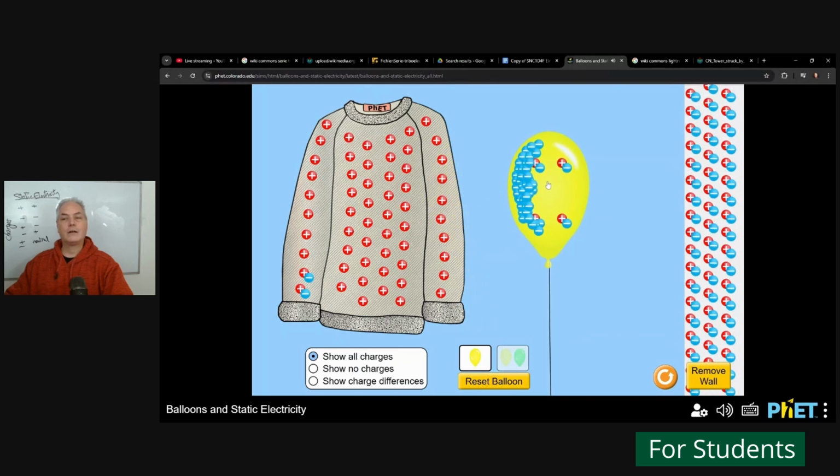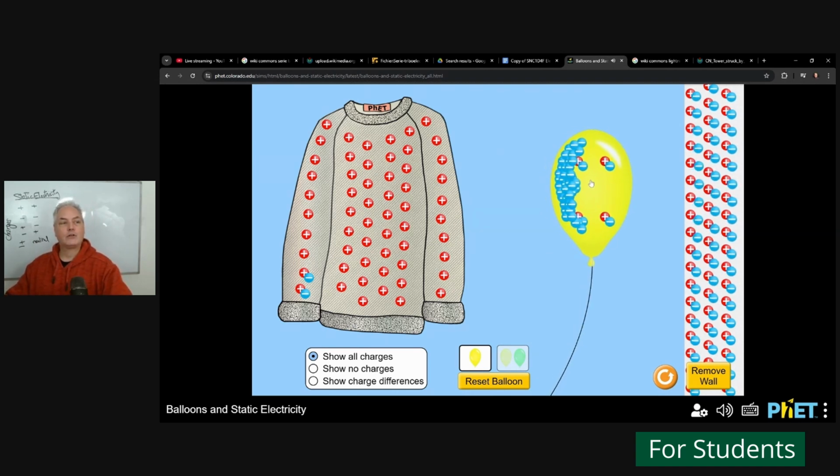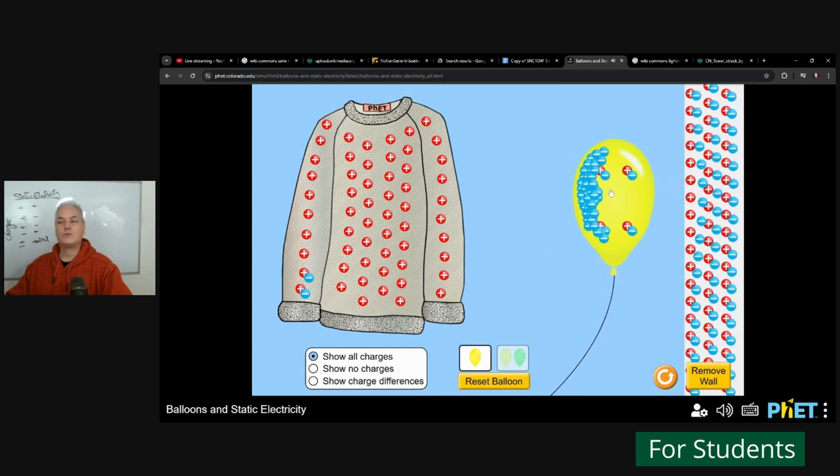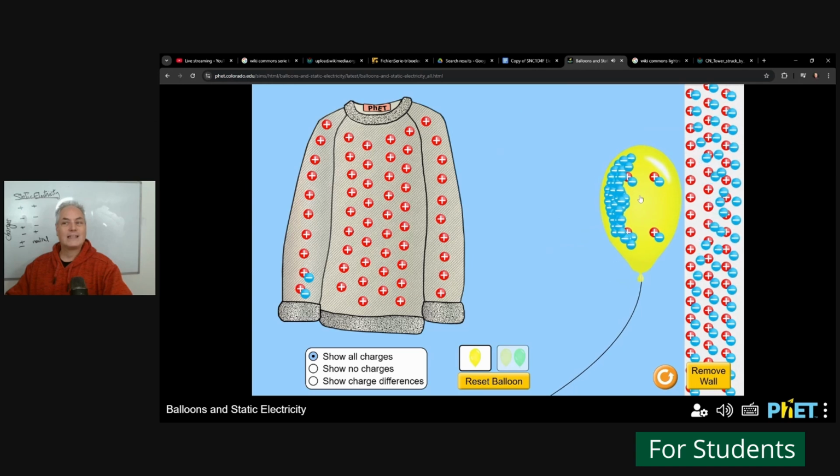So here, that's the first thing, perfect. The next one is what I call charging by induction. If I have my negative balloon here and I bring it closer to the wall, notice what happens to the electrons. You notice that the electrons are moving away from the edge of the wall. I call it charging by induction because the negative charge of the balloon is pushing the electrons further away from the surface of the wall.